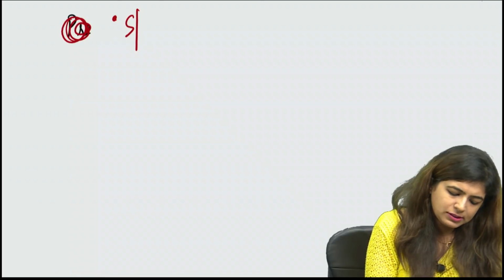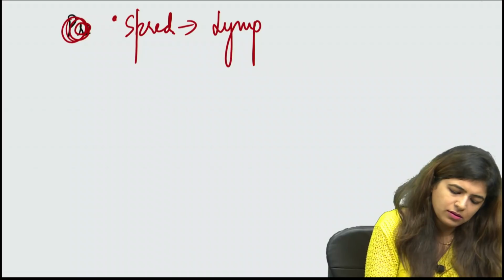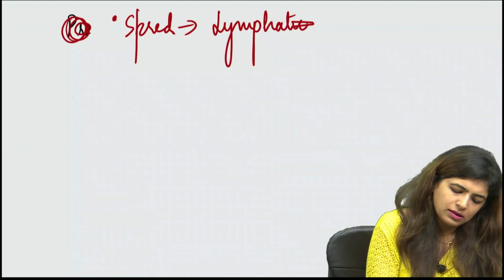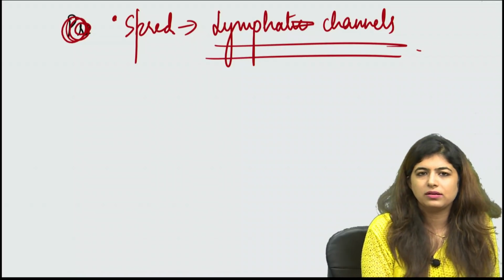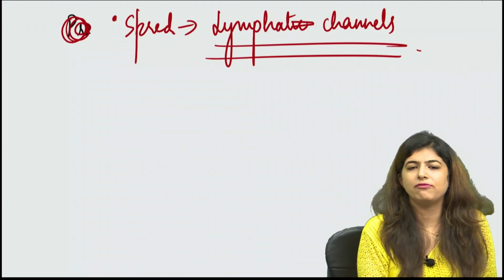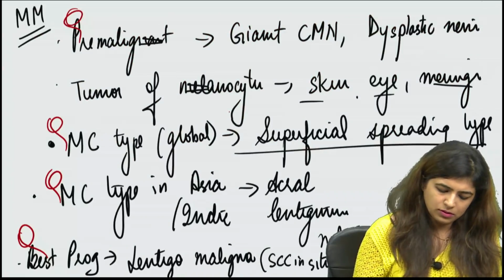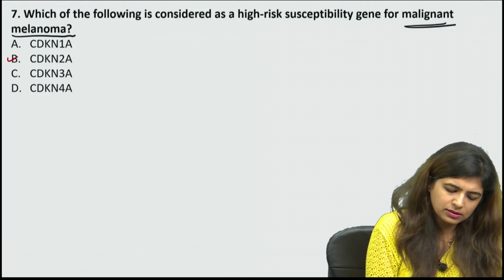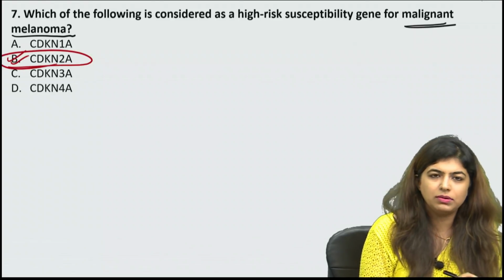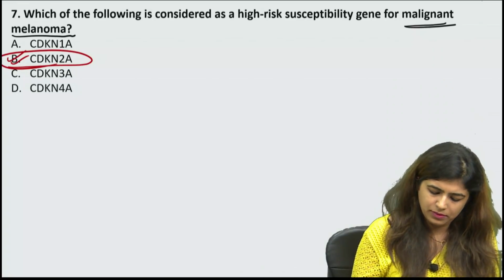Apart from this, what all do we have to remember? We have to know how does it spread. It spreads by lymphatic channels, okay, spreads through the lymphatic route. So here in the question, the answer is option B, CDKN2A.